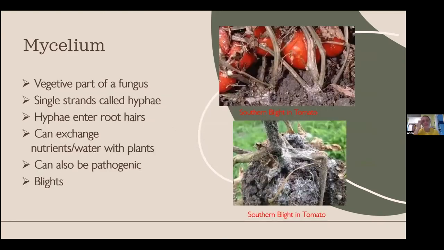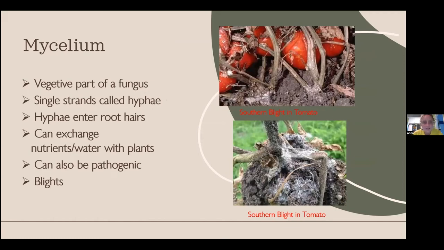Next up is mycelium. We say it's the vegetative part of the fungus because the actual mushroom is like the flower of the fungus. Mycelium, think of it as the root system of the fungus. They are single strands called hyphae that grow together in a mat. Those hyphae actually enter the root hairs or pierce into plant cells.